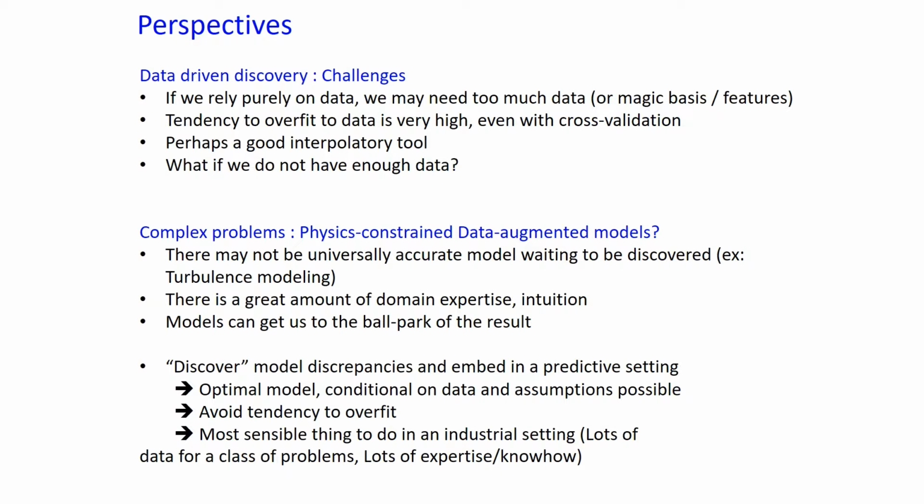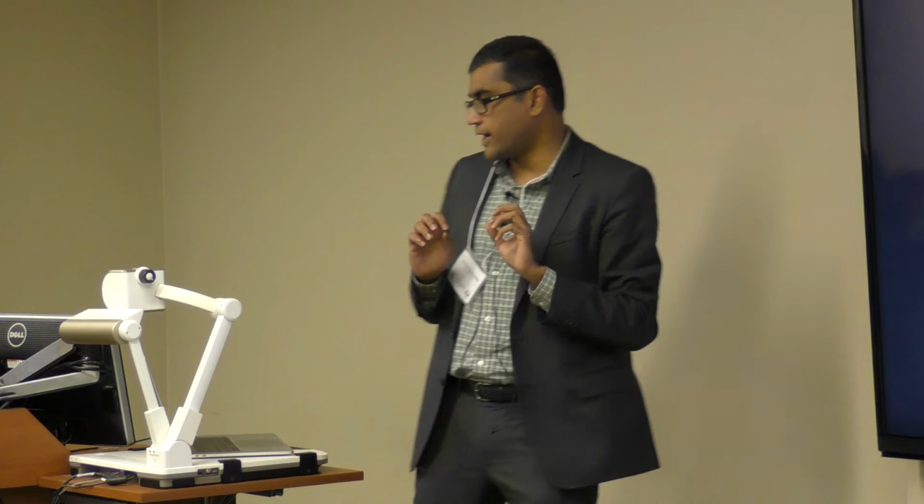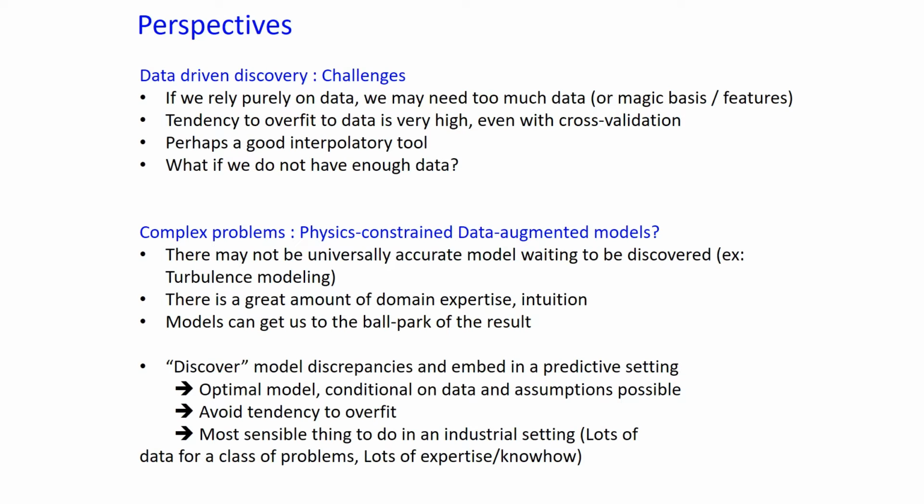So a quick summary of what I showed is, again, these are obvious things, but even if you look at papers written by some of the big experts in the field, some of these points are not emphasized as much as they should be, at least in my opinion. So basically, if we rely purely on data, we may end up requiring too much data. Or if you're lucky enough, we can get a magic basis or set of features that can get us the equations. So don't get me wrong.